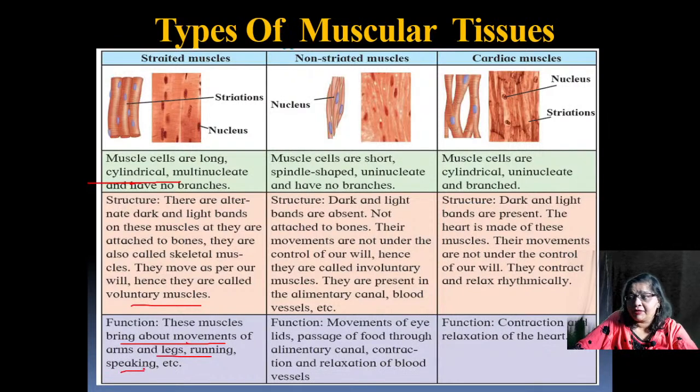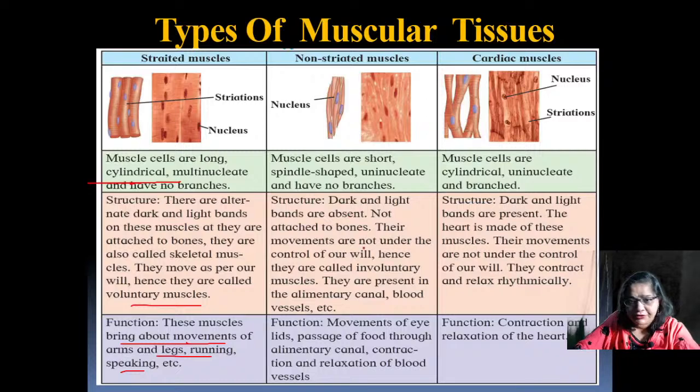Of course, they help in speaking, right, these muscles. Whereas non-striated muscles contain cells that are short, spindle shaped, uninucleate, and have no branches at all. They are also unbranched tissue. If you see the structure of cells, the muscle cells do not show dark and light bands because they are absent.